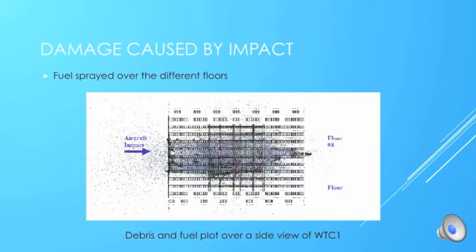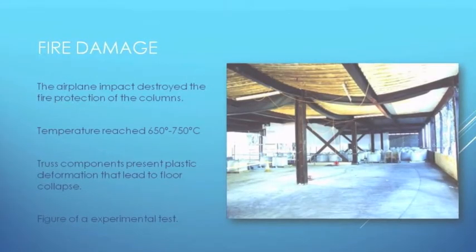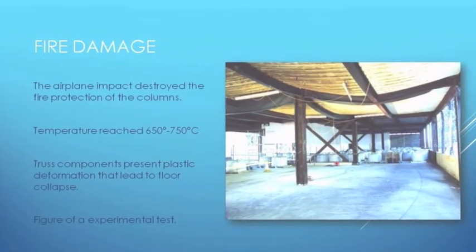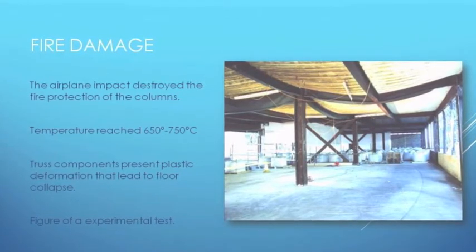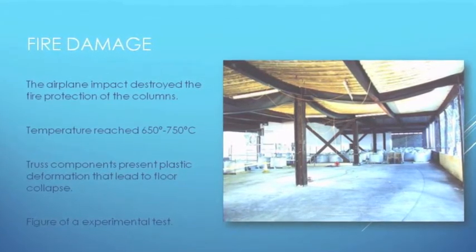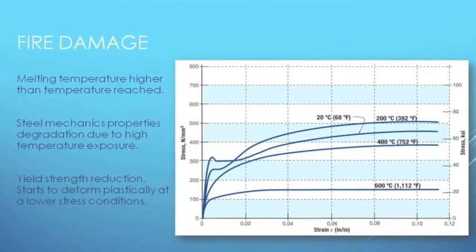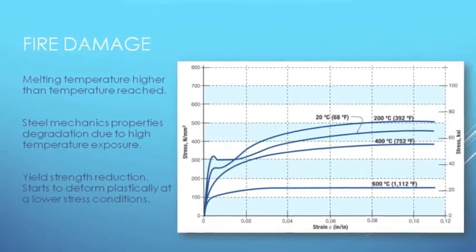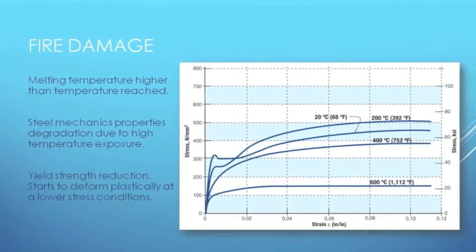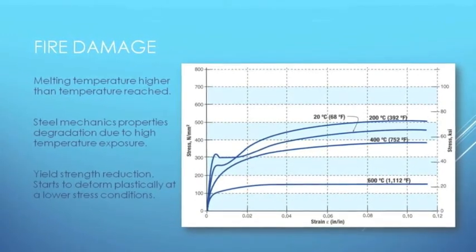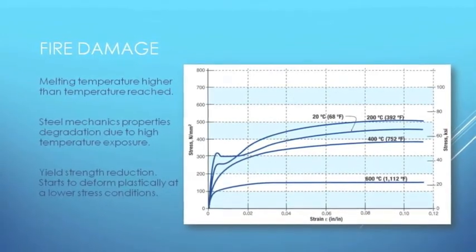Also, some fuel was sprayed over the floors, which caused fire. The roof of the affected floors lost the thermal protection. High temperatures due to fuel burning inside produced thermal weakening of the steel truss bars and a reduction of the mechanical properties. The elastic modulus was reduced and the steel started to deform plastically at lower stresses.